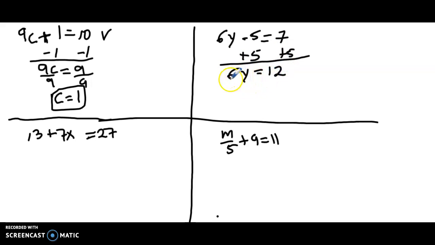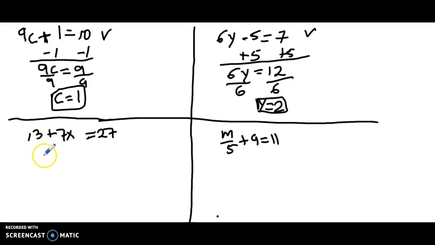Getting closer to the variable. Inverse of multiplication is division. 12 divided by 6 is 2. Go back and check. In the original, think about PEMDAS and follow PEMDAS every time. Multiplication should be done first. 6 times 2 is 12. 12 minus 5 is 7. Checks.